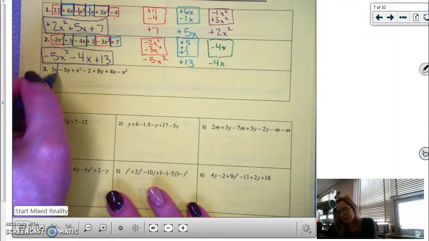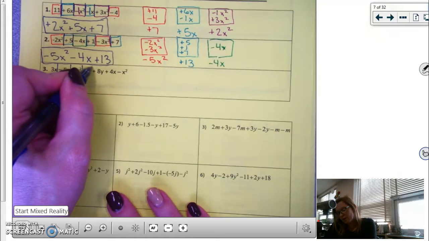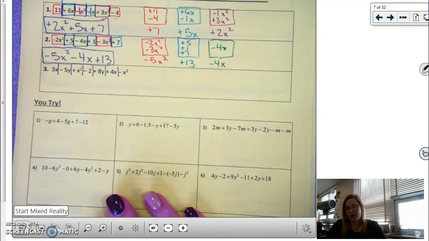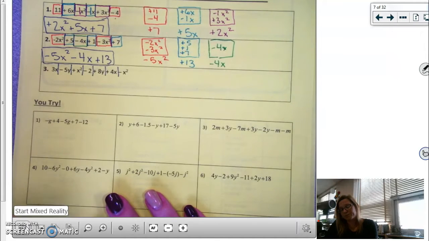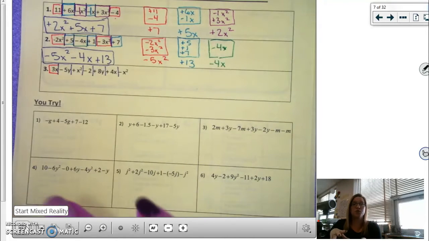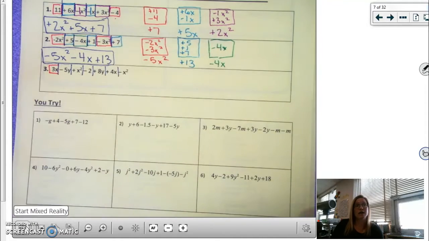So we're going to separate, separate, separate, separate, separate. A lot of terms in this one. All right, here we go. Pick your color. 3x. Oh, ladies and gentlemen, if you feel like pausing, maybe you want to pause right now, try it, and then see if your answer matches my answer. This would be a great time to do that to make sure you're on the right track.